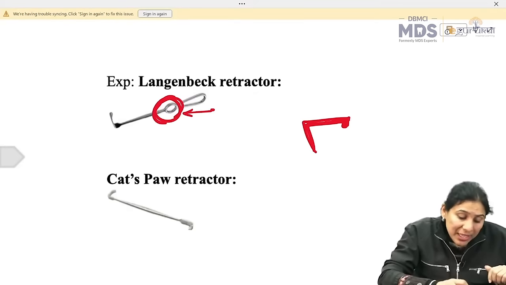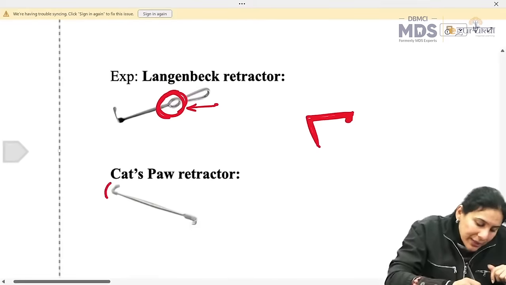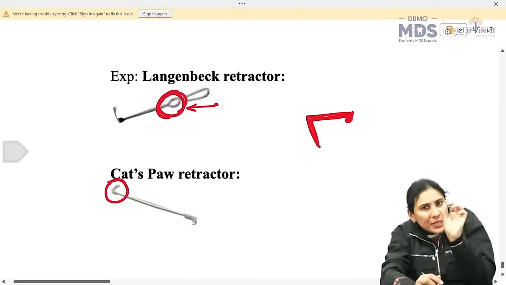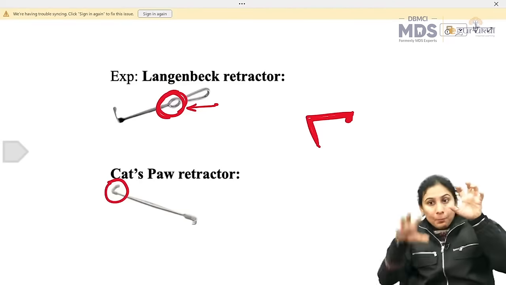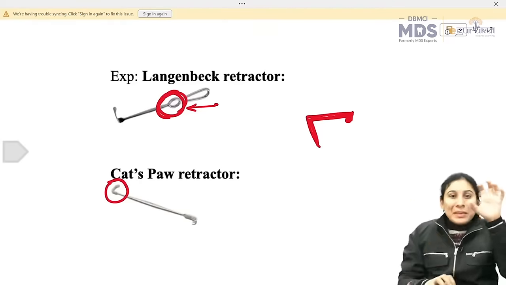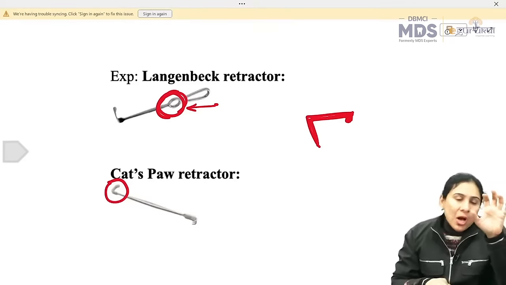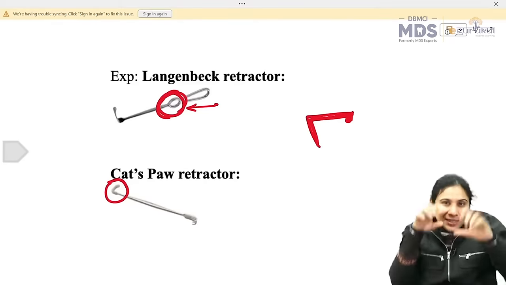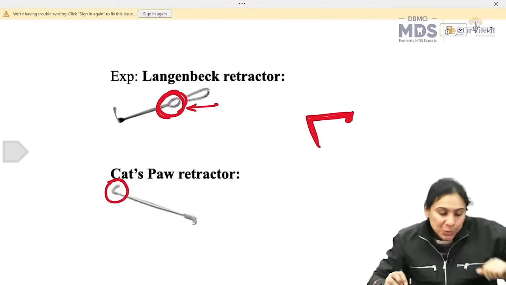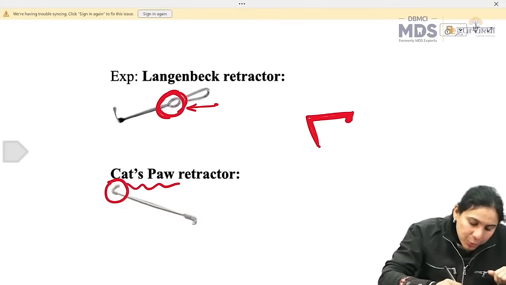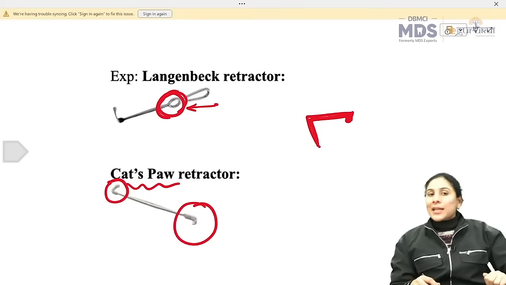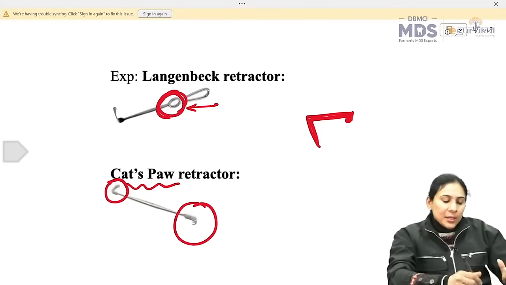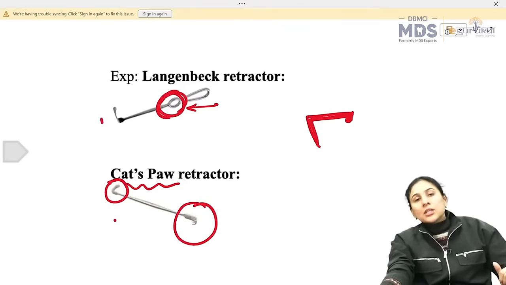And this is the cat's paw retractor. One end is like the Langenbach retractor, but very, very small. And the other end is like the paw of the cat. You know, the billi ke panje jaisa. Paw means panja. Billi ka panja kaisa hota hai? Aisa hota hai. So it's like that, like the cat's paw, which is why it is called the cat's paw retractor. Because one end is like the paw of the cat. Okay, so these are mainly used for retracting the soft tissues.